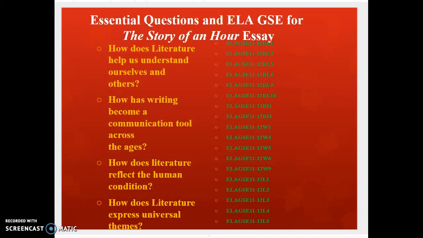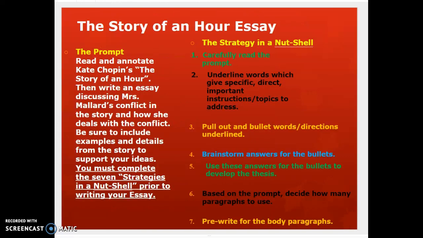I will let you read over those yourself. What I really want to focus in on right here is the strategy that I would like you to use as you compose your essay.